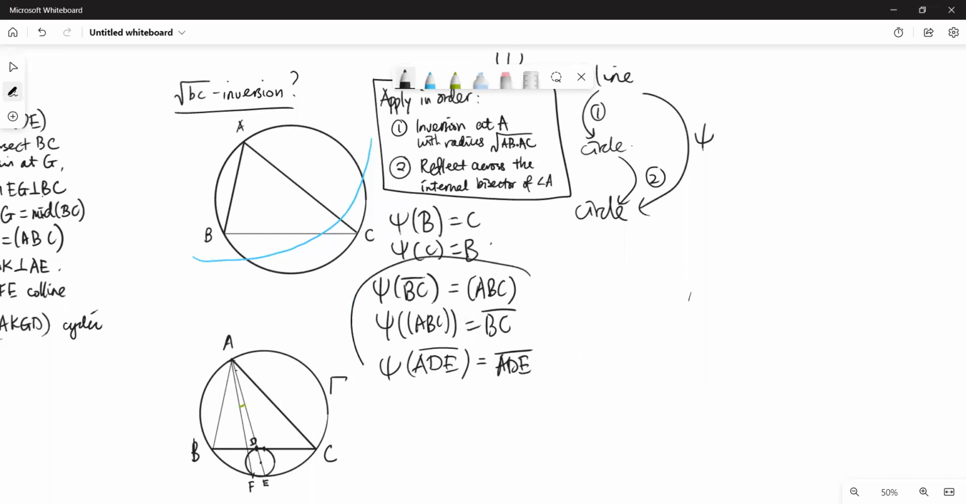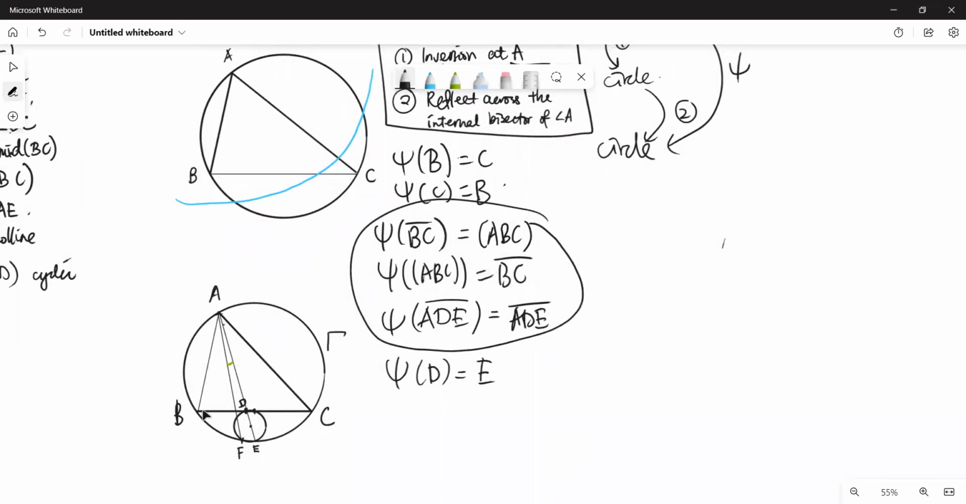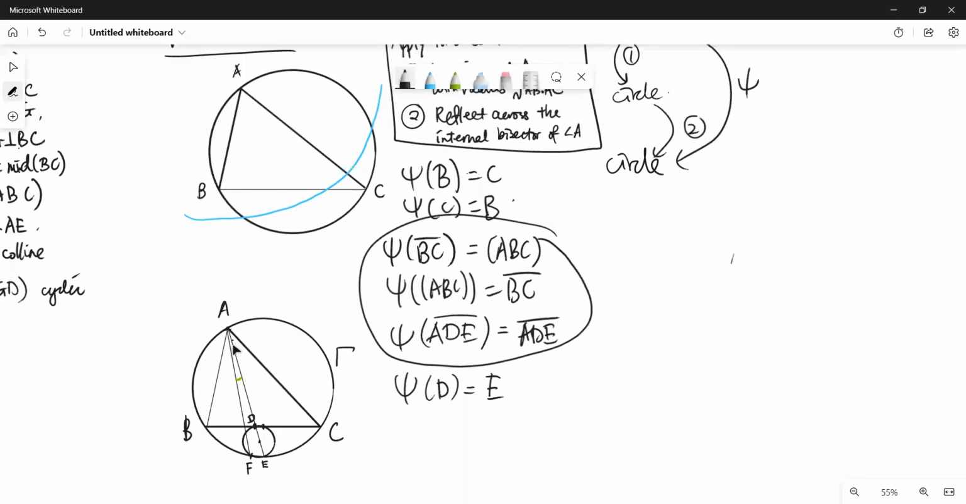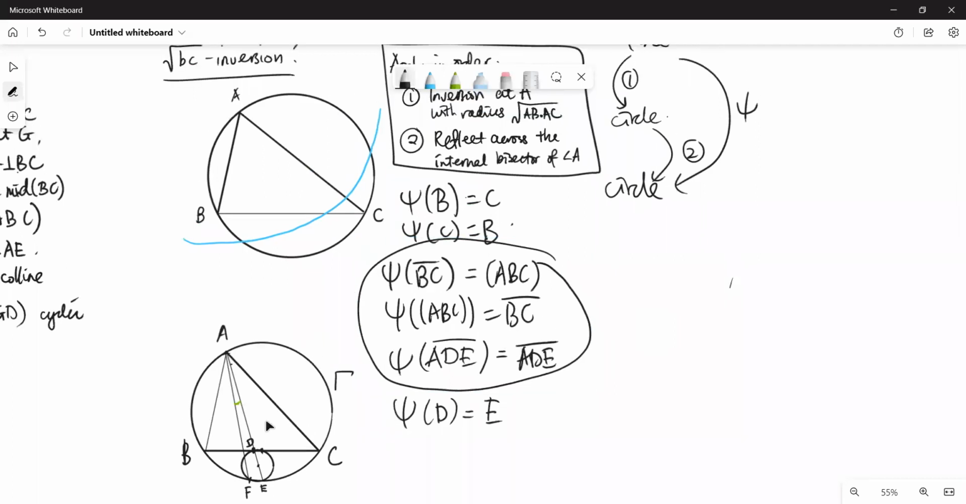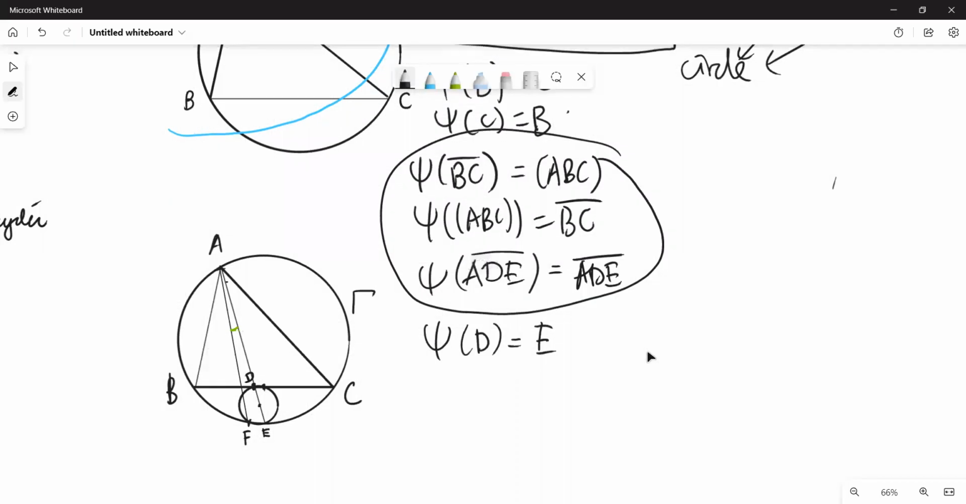So using these three, you can see by looking at the intersections that D and E swap. D and E swap. Because D is on BC, E is on the circle ABC, and you know that AD, AE, they are constant. So you look at how the shapes intersect, you can conclude that the image of D is E. Very good.